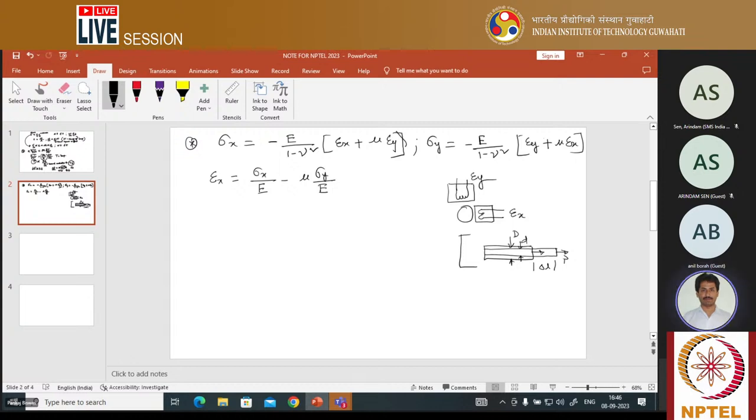So you know that once a body is subjected to some force in a particular direction, there can be longitudinal deformation. If the load is tensile in nature, in the longitudinal direction your length will increase, but in the other direction, the transverse direction, your length will decrease. That is very well known to you. Based on this, generally epsilon x comes as sigma x by E minus mu into sigma y by E.